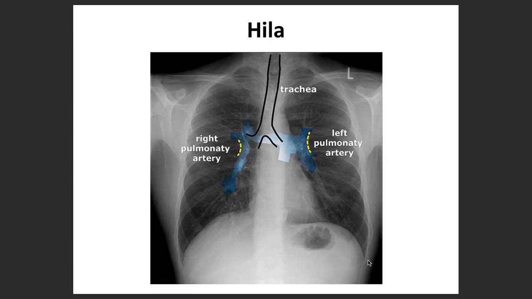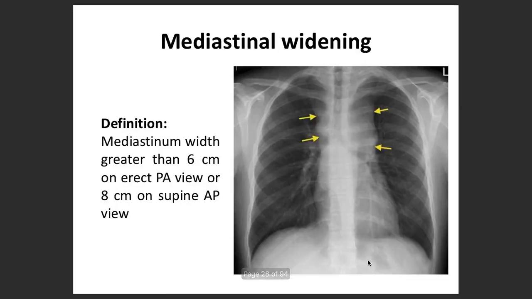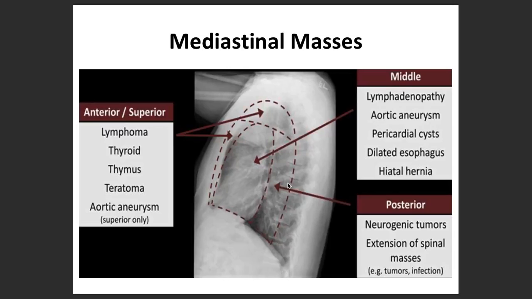We'll be going into the pulmonary artery branches on the left side and the right side, and you will be able to notice them. After that, one of the important things we have to think about is the dimension of the mediastinum. Is it widened? For example, this is the area of the mediastinum I was telling you about. If it is more than 6 centimeters on an erect view, or more than 8 on a supine view, the mediastinum is definitely widened.